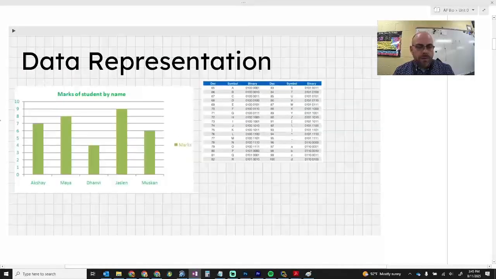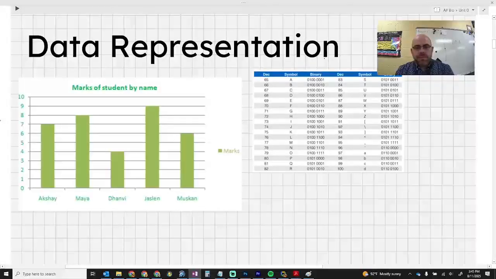So, first thing we're going to look at is this idea of data representation. A whole lot of this class is understanding and being able to look at a graph or a table like you see here and being able to make determinations on those things. I have no idea what marks are at all, but I can see that there are 5 students that are being measured and that their marks are over here on the y-axis, and you can compare them because this is a bar graph.